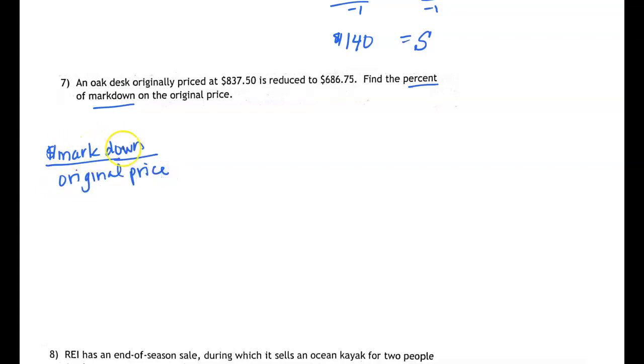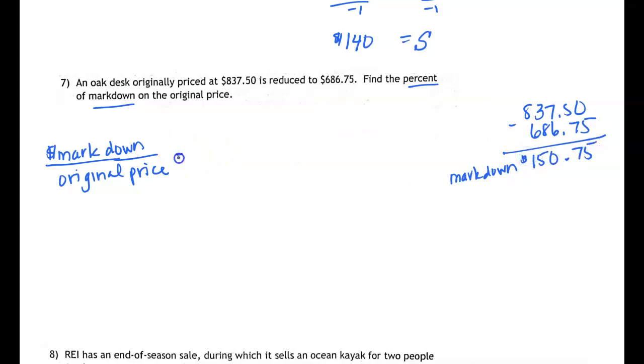So let's calculate the markdown dollar amount. The markdown is going to be the difference between what it originally cost and the sale price. That's how much it was marked down. $837.50 minus $686.75. I get a markdown amount of $150.75. That's our numerator.